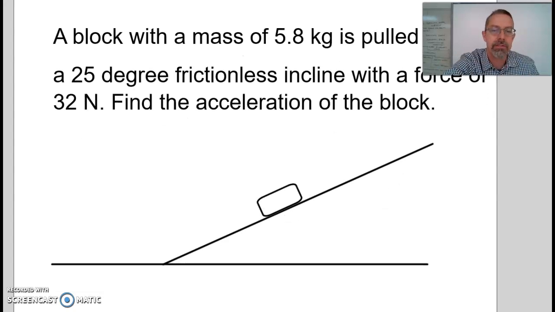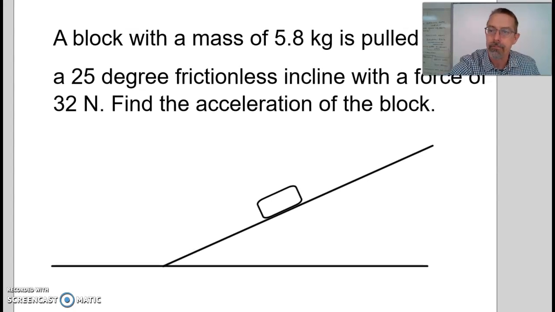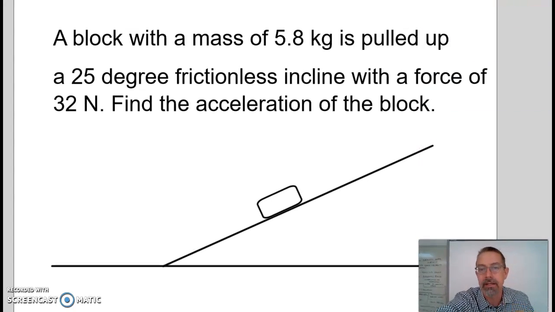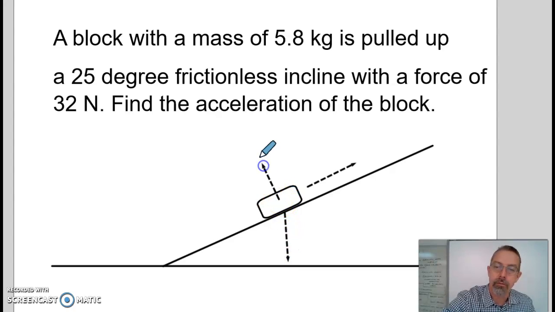So let's define an initial situation. Let's say I've got a block here. It's got a mass of 5.8 kilograms, so we know that bit of information. It's pulled up a 25-degree incline with 32 newtons of force. We know that there's a weight component, and we know that there's a normal force. We also know that lurking in here is a component of this weight that's going to be trying to pull down the slope.